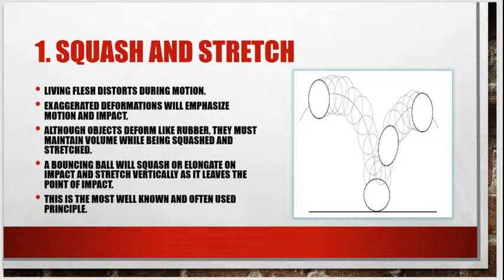Suppose a ball starts falling down. When the ball is falling down, it will be stretched in the air, and then it falls on the ground. And when it falls on the ground, it squishes. Then it goes back up. So it gives a kind of funny feeling. Although the objects deform like rubber, they must maintain volume while being squished and stretched. So it will look like rubber, or like a living object, when it is coming down.